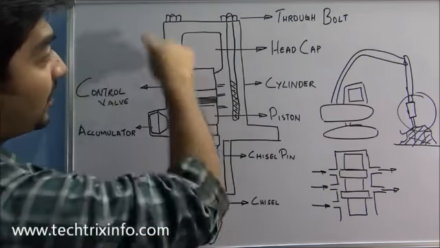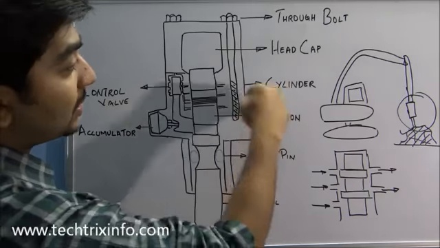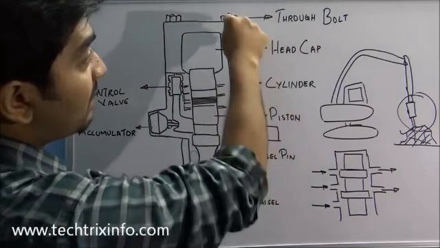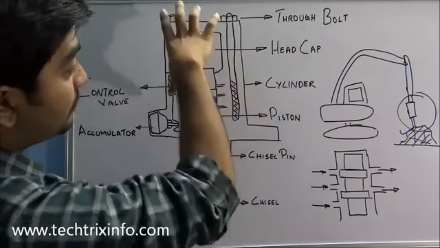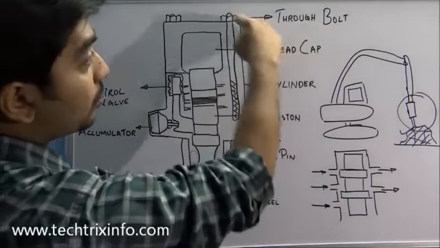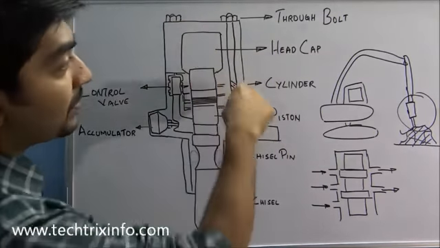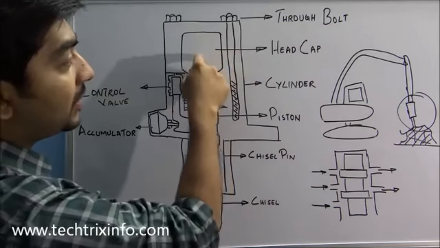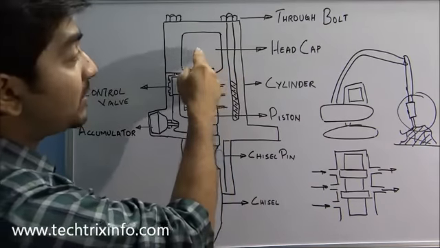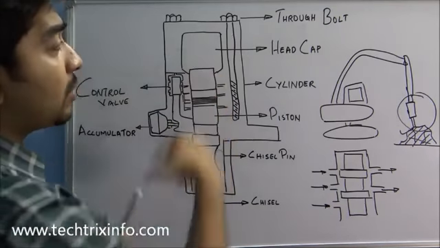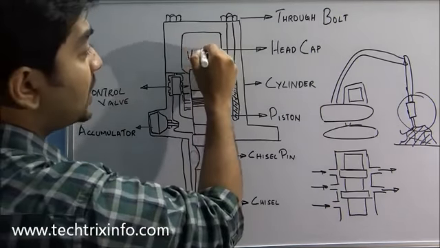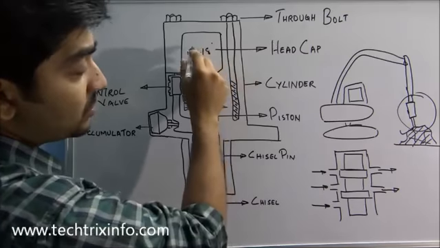Here the casing of the rock breaker is called the cylinder. It has a casing, and we have a through bolt because it is in three sections. For joining them, we have two through bolts on the top. Then we have a head cap here. This portion will be filled with nitrogen gas at a pressure of nearly 14 bar to 18 bar.